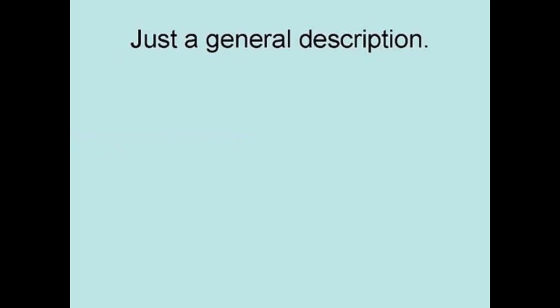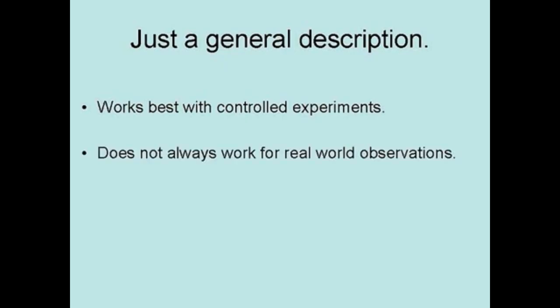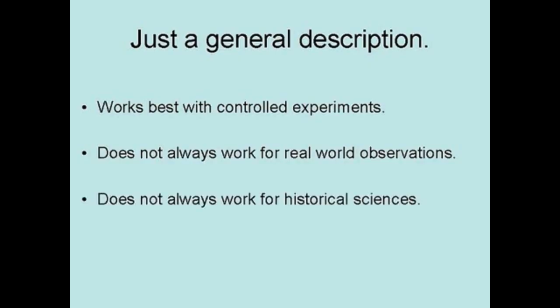Now, the scientific method is just a general description. It works best with controlled experiments which can be tested for particular predictions and where variables can be controlled. It does not always work well for real-world observations. This is because variables often cannot be controlled and it is difficult to test for particular predictions. Furthermore, it does not always work for historical sciences. This is because variables often cannot be controlled, and observations often cannot test for particular predictions.